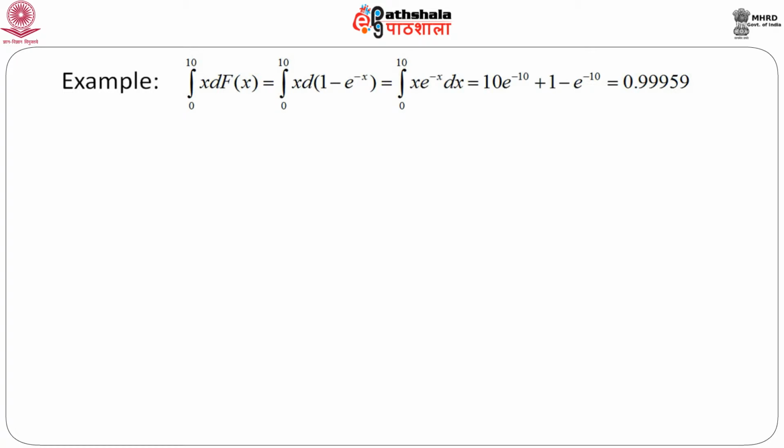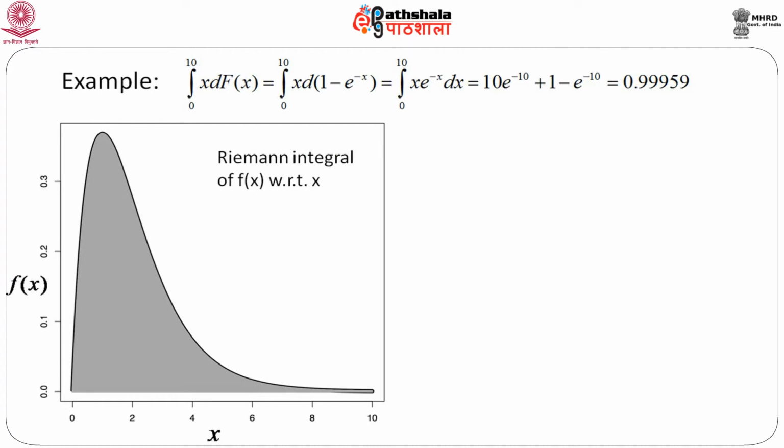Now, it is clear that this part is nothing but the Riemann-Stieltjes integral, whereas under some conditions on this distribution function, that is 1 minus e to the power minus x, we can write it as the Riemann integral of the function x into e to the power minus x. That means, this is the Riemann-Stieltjes integral of the function small x with respect to capital F(x), that is with respect to 1 minus e to the power minus x, which is the same as the Riemann integral of x into e to the power minus x with respect to x. So, I will show you graphically and numerically that these two integrals are equal.